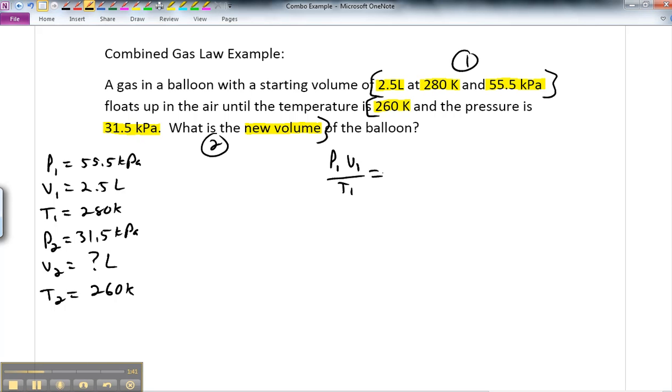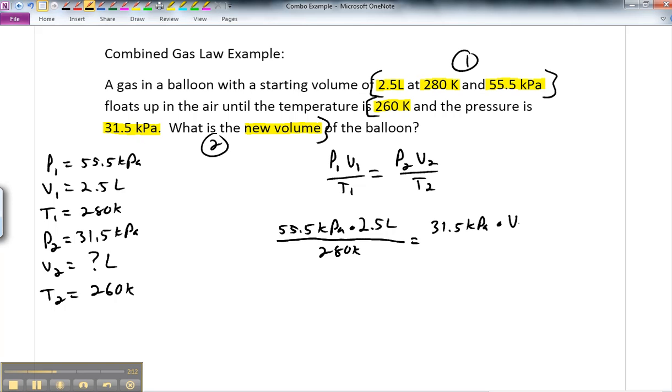The combined gas law formula is P1V1 over T1 equals P2V2 over T2. Now all we're going to do here is plug in our values. So for P1 it's 55.5 kPas times V1, which is 2.5 liters, divided by 280 Kelvin. And that is equal to P2, which is 31.5 kPas, times V2 all over T2, which is 260 Kelvin.